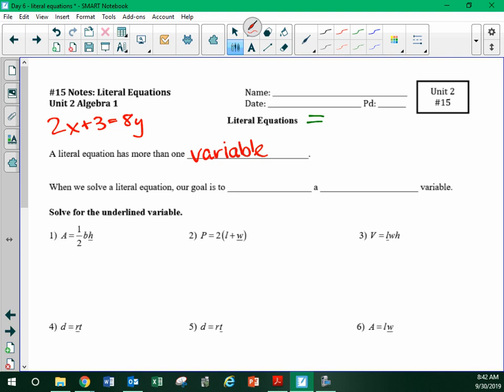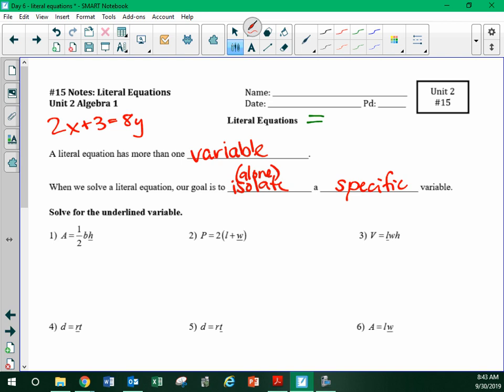Alright, so when we solve a literal equation, our goal is to isolate a specific variable. Isolate a specific variable. And just a reminder, what does isolate mean? What does isolate mean? Anna? Get it by itself. Yeah, get it by itself. Get it alone. Just a reminder, isolate means get it alone. And when it says a specific variable, that means we're going to tell you which variable to solve for. Okay?